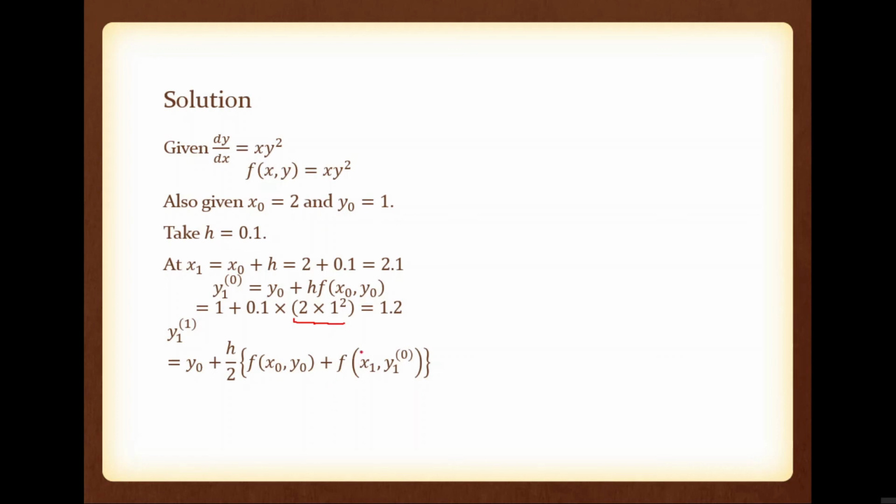Plus, what is this one? f of x1 is 2.1 comma y1 of 0 is 1.2. So 1 plus 0.1 divided by 2 into... I told you there is no need to write this one. You can directly write it as 2 plus, now this one is x y square, that is 2.1 into 1.2 square. So this is equal to 1.2512. Is it correct?